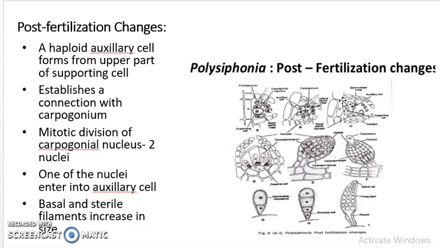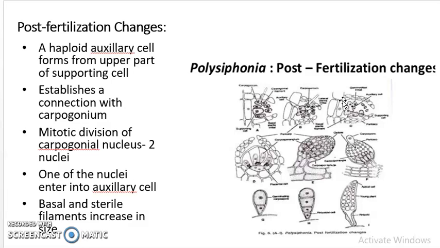Okay. The auxiliary cell is produced just beside the carpogonium, and it forms a tubular connection with the carpogonium. Now the diploid nucleus divides mitotically, not meiotically, into two. One of the nuclei passes towards the auxiliary cell through the tubular connection, and the haploid nucleus in the auxiliary cell begins to degenerate. As a result, the auxiliary cell also becomes diploid. So there are two diploid cells in the haploid plant: the auxiliary cell and the zygote.